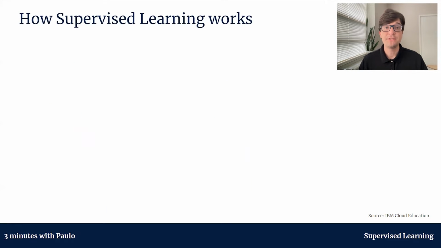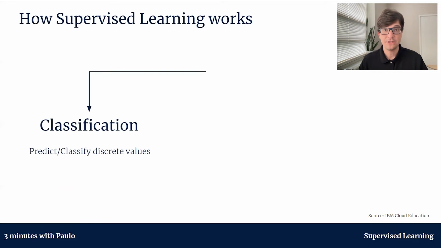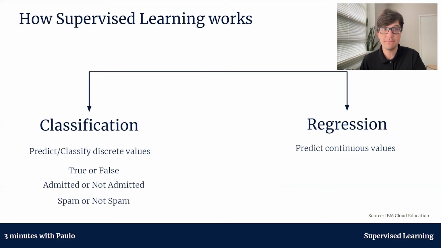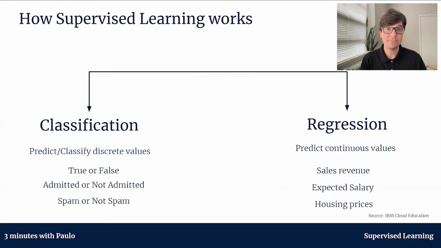Supervised learning can be separated into two main types of problems: classification and regression. Classification uses an algorithm to accurately assign test data into specific categories such as true or false, admitted or not admitted, and spam or not spam. Regression is commonly used to make projections such as for sales revenue, expected salary, or housing prices.